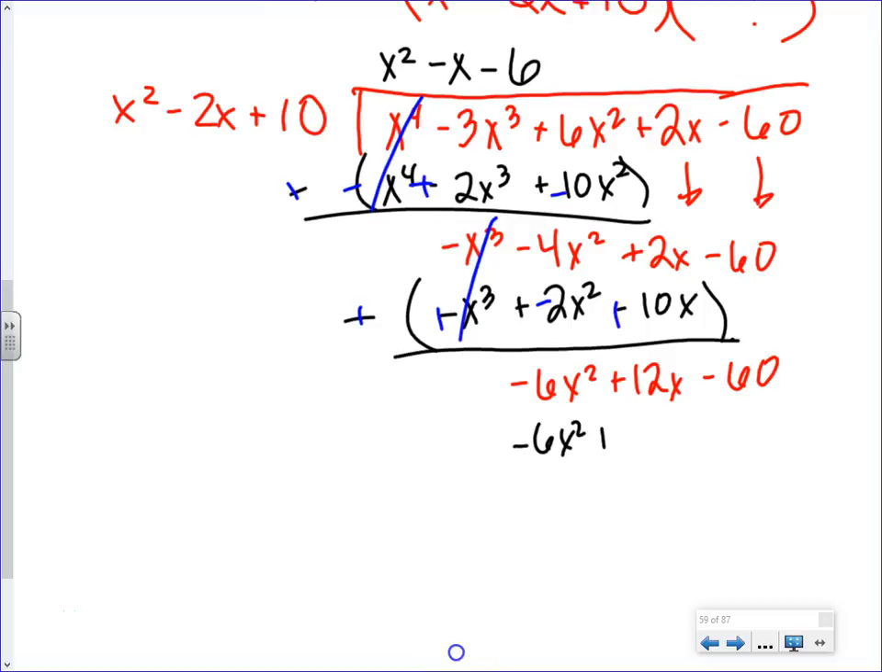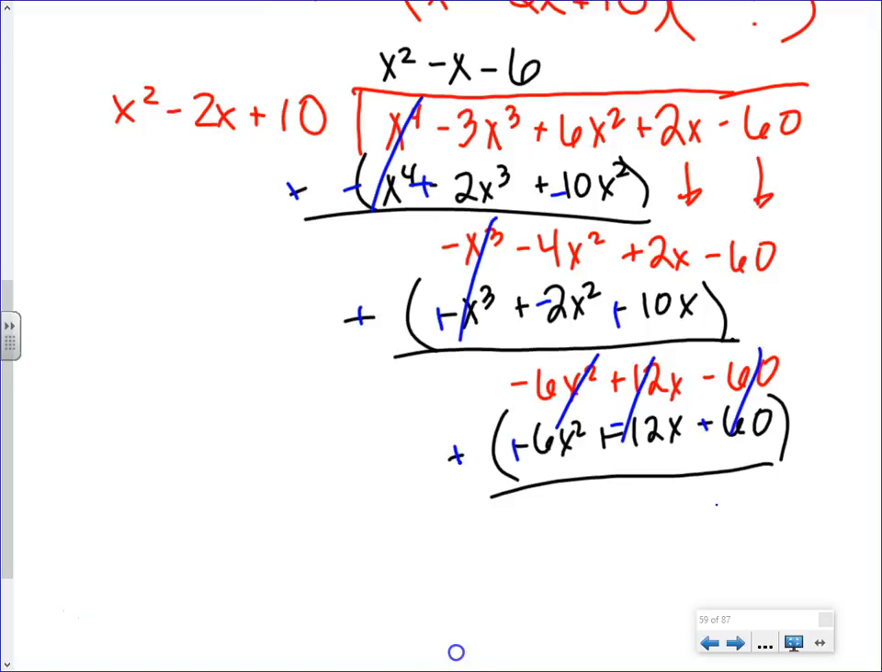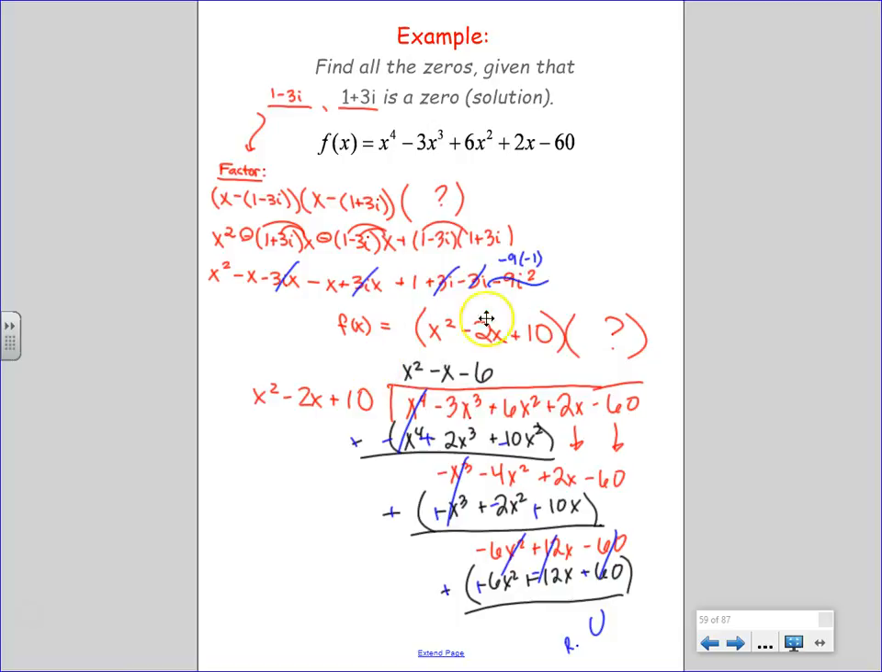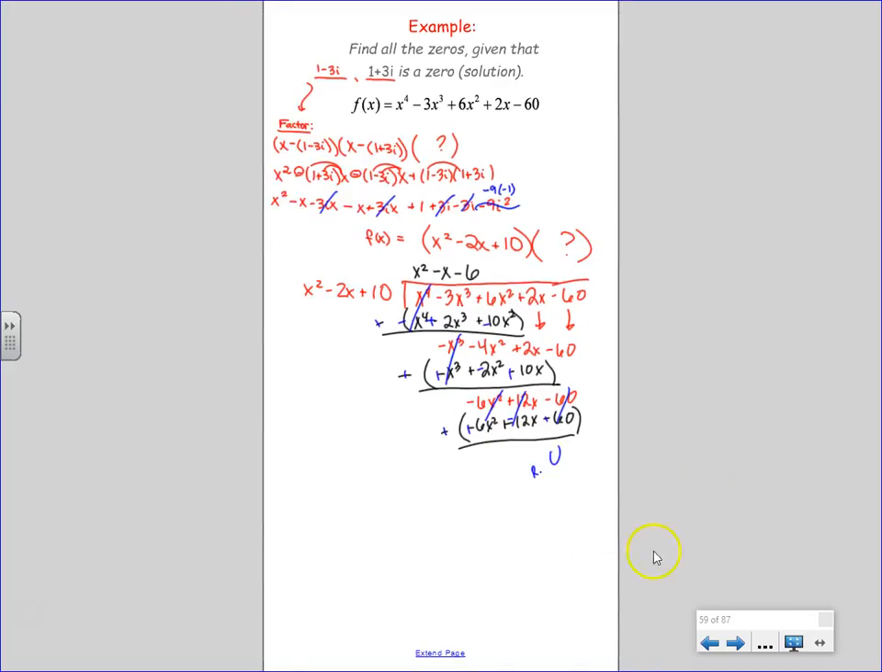Negative 6x squared plus 12x minus 60. Oh my goodness, this is awful, unless you notice, wait a minute, I already know the end, if I did it right. What does that mean? Who's my question mark? X squared minus x minus 6.